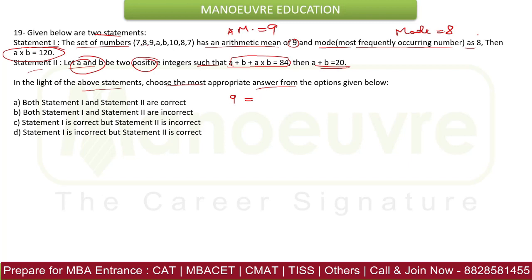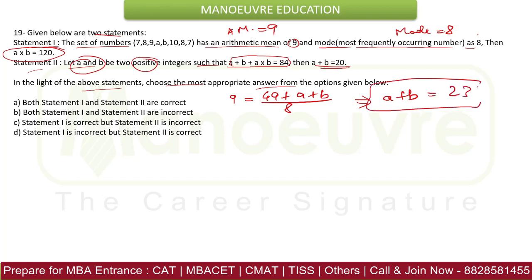The sum is 7, 8, 15, this is 15, 30, 30, 40, 49. So 49 plus A plus B, divided by the total numbers, which are 8. So we have 8 nines are 72, minus 49. So here we can say A plus B will be 23. A plus B is 23.